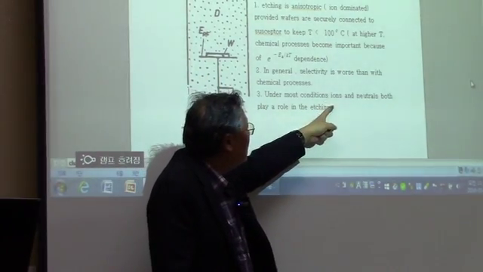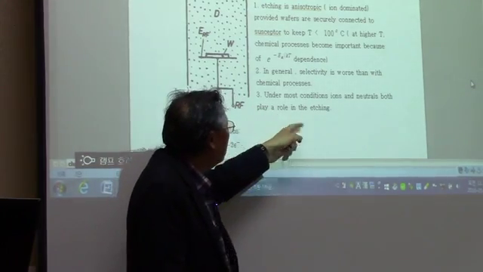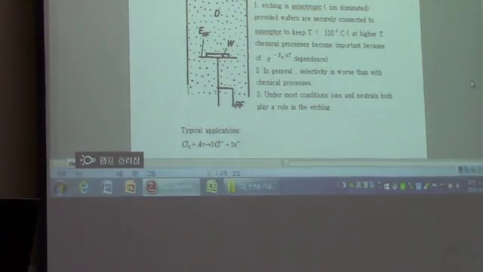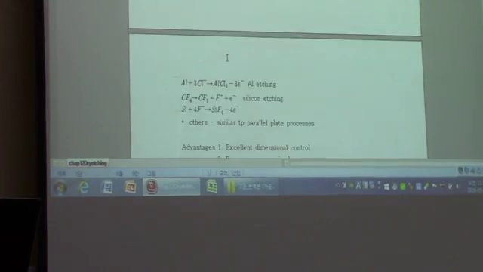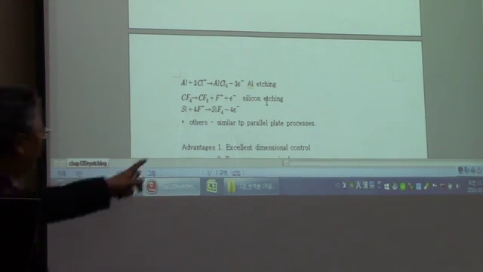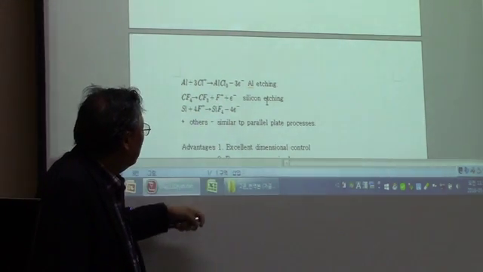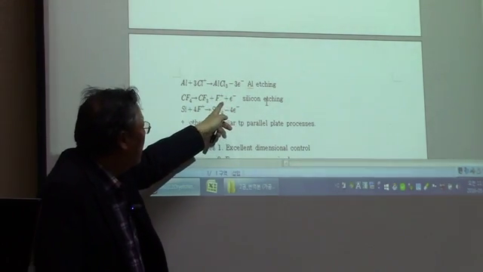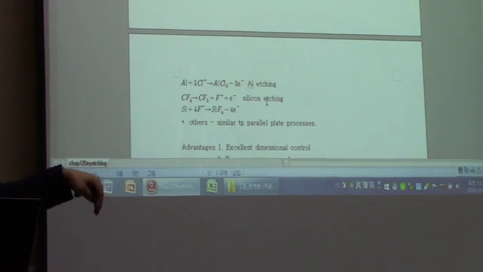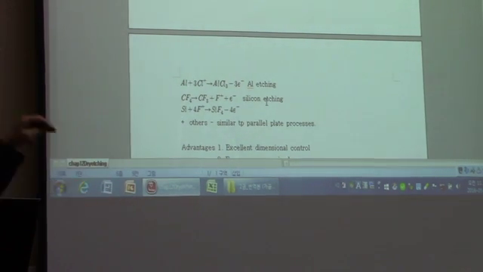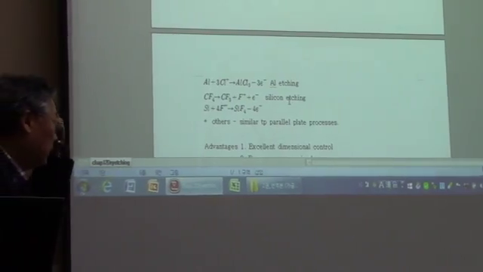And in most conditions, ions and the neutrals both play an important role in etching. Okay. So chlorine is going to be ionized with argon, like this, and for fluorine we are going to have F plus ions in here, not only the neutral but also the ions, so that it can be accelerated by the DC bias to have an anisotropic etching.